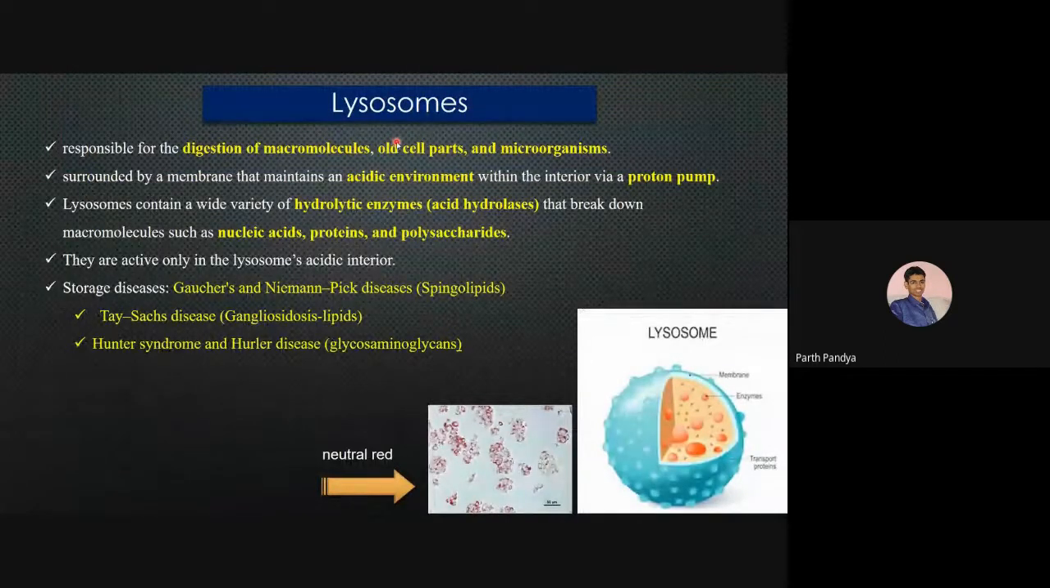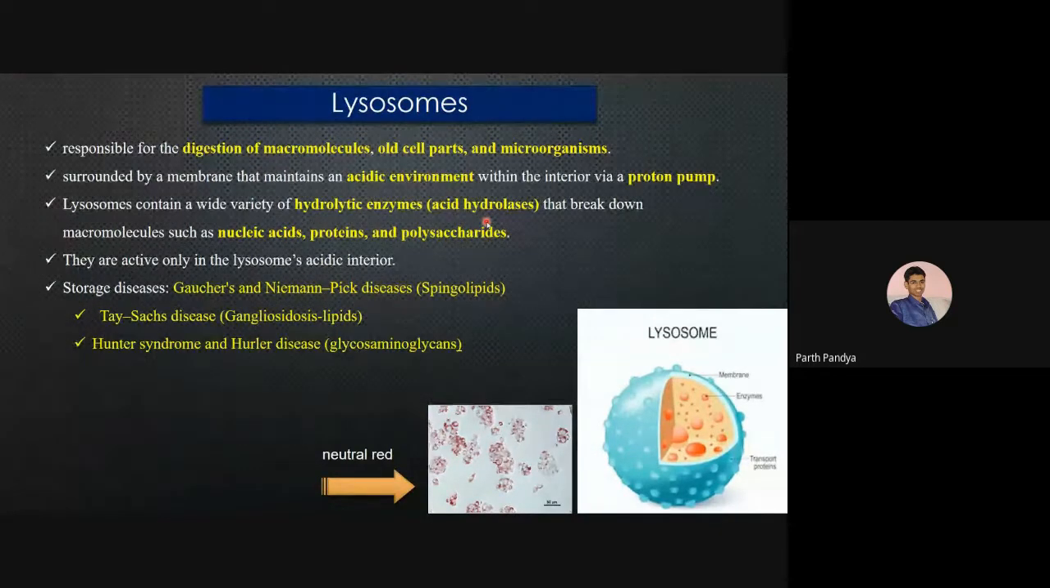The next is the lysosomes, the suicidal bags, one of the important organelles in the cell. It is responsible for digestion of all the macromolecules, the old cell parts, as well as small microorganisms. They are surrounded by a membrane, and that membrane maintains the acidic environment. That is a characteristic of the lysosome. Majority of it has an acidic environment, driven with the help of the proton pump. It carries various hydrolytic enzymes, acid hydrolases, for macromolecules like nucleic acid, protein, and polysaccharide. So even questions on mutations in acid hydrolases may come.